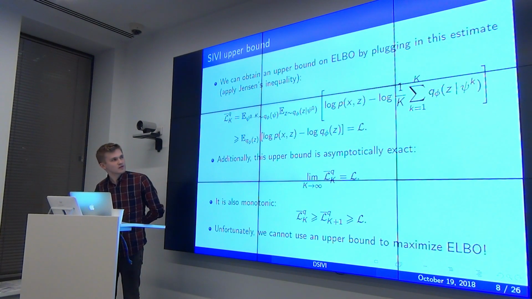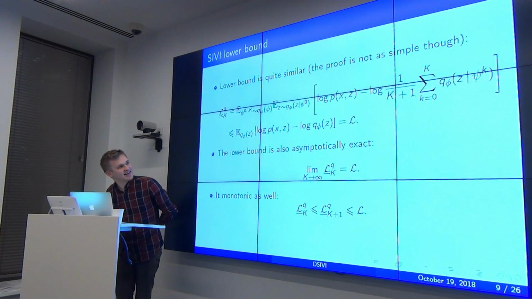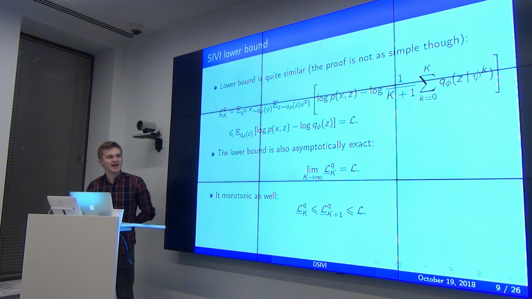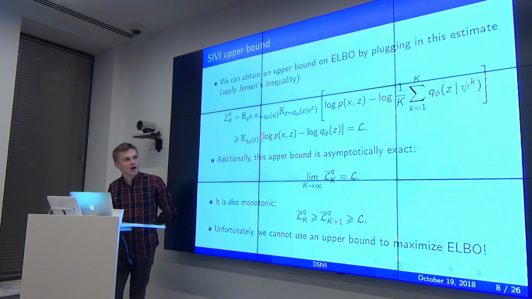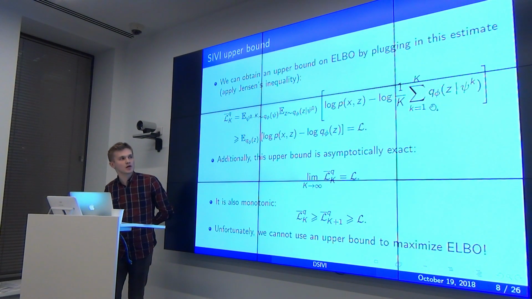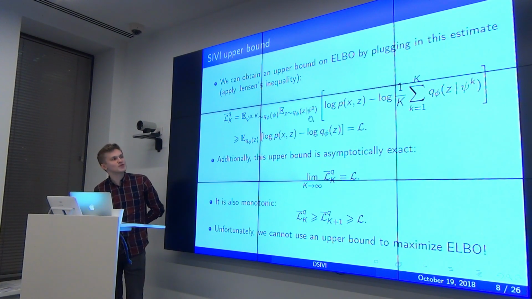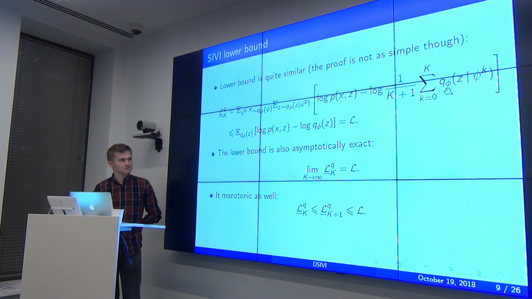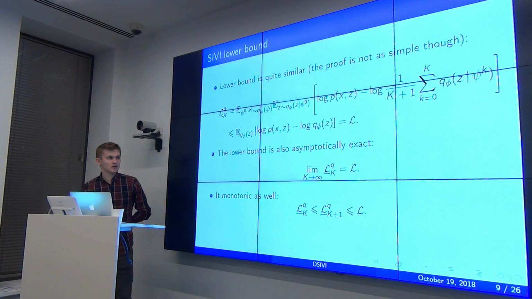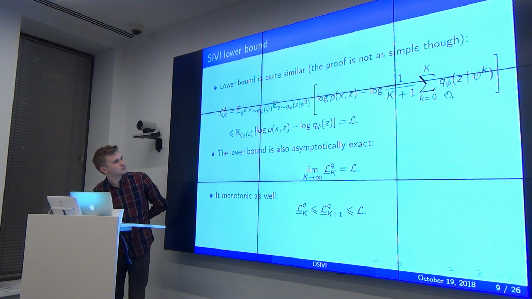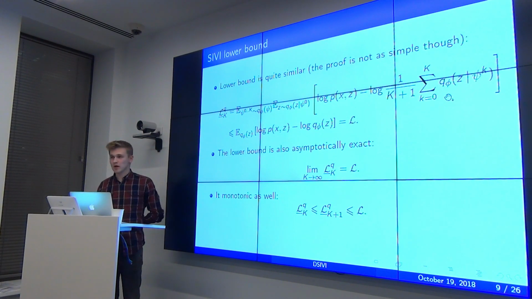Can anyone spot the difference here between the two objectives? The summation goes from zero. Yeah, and the coefficient is different. Here we have a sum over psi 1 to psi k, and we don't have psi 0. Psi 0 is the one that we use to get z, right? We don't have it here, and here we have it. That's the only difference. So we just take the sum using psi 0 as well, and that gives us a lower bound.